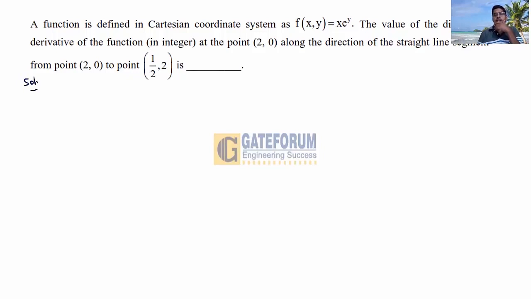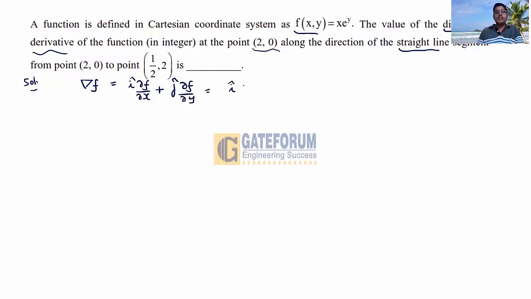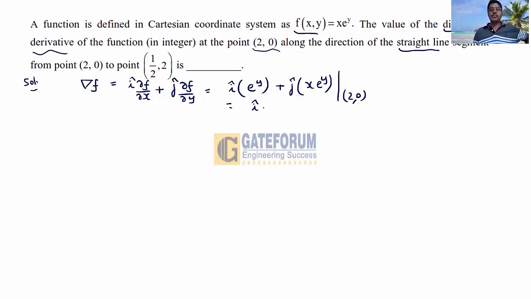So the question is the directional derivative of a two variables function at the point x value 2, y value 0, in the direction of the straight line segment from 2, 0 to half comma 2. First find del f, grad f. This is i cap dou f by dou x, the partial derivative with respect to x, plus j cap dou f by dou y. Partial derivative with respect to x, with y constant, x derivative is 1, so 1 into e power y, plus j cap into the partial derivative with respect to y, with x constant, x into e power y derivative, which is e power y. Substituting at the point 2 comma 0, that is x value 2, y value 0, e power 0 is 1. So i cap, x value 2, e power 0 is 1, so 2j.